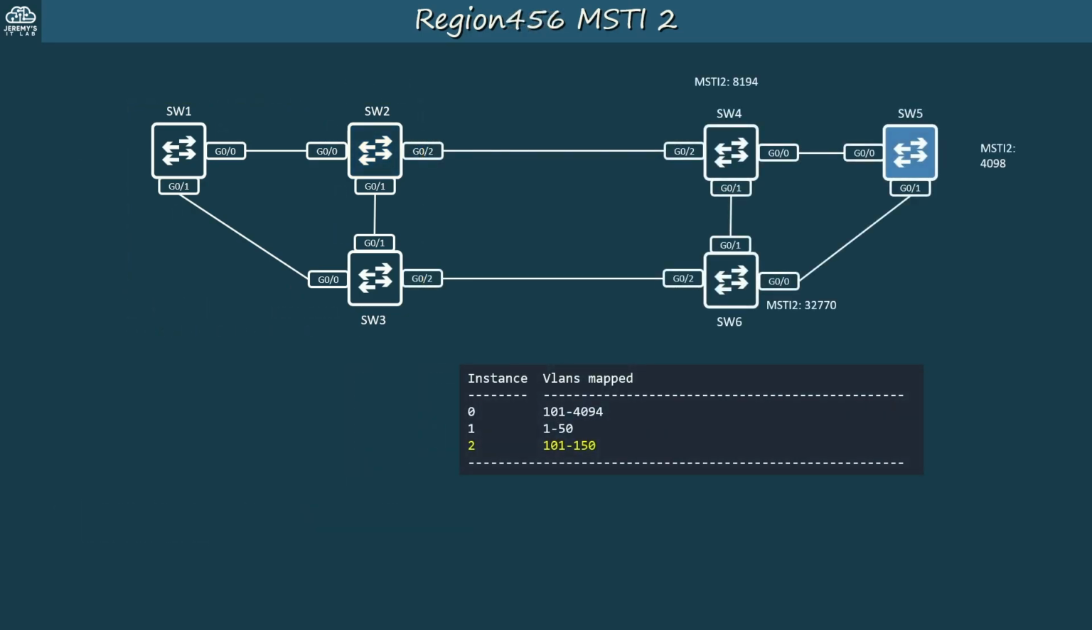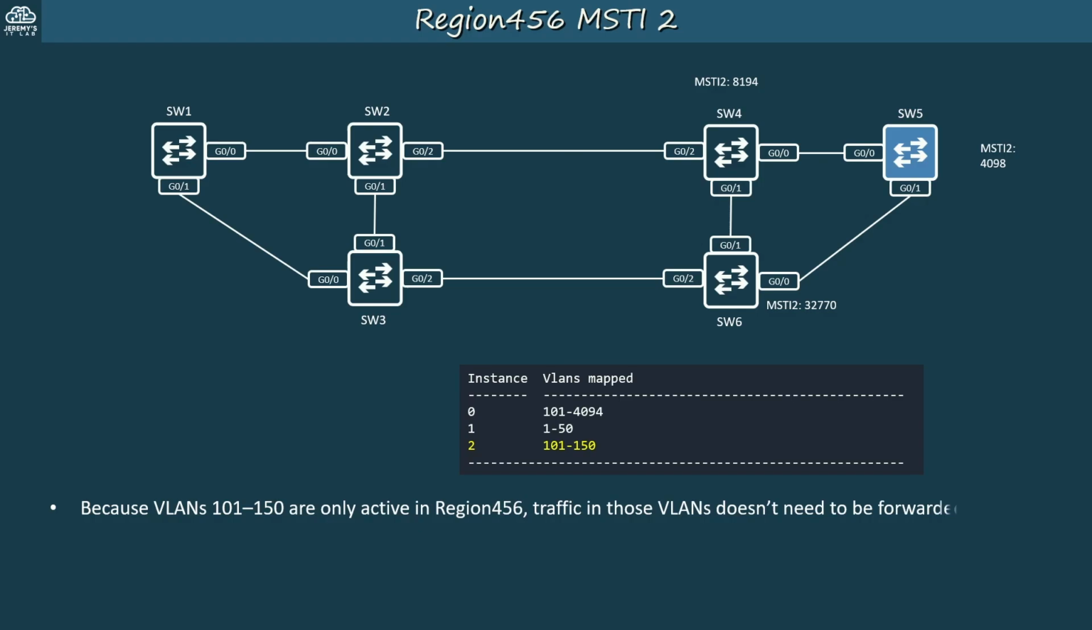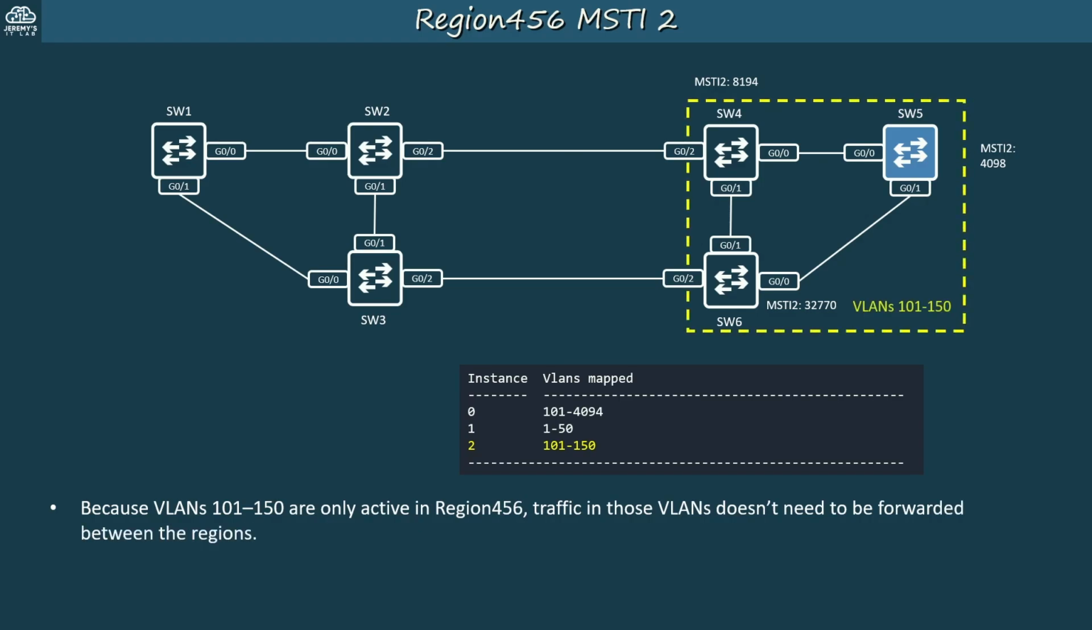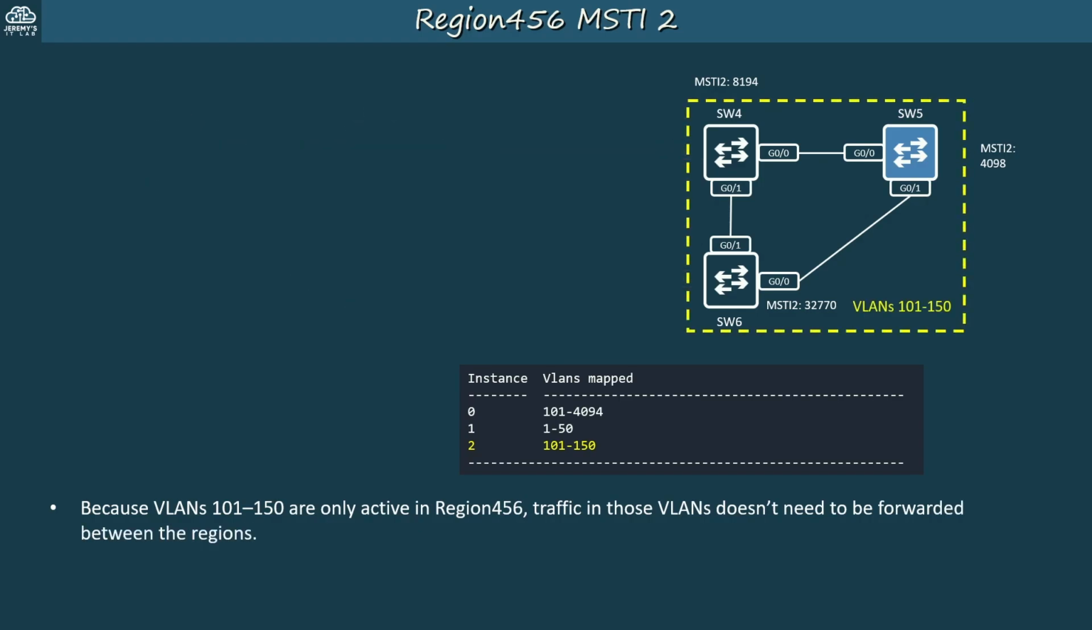And now MSTI 2 in Region 456, which is a similar situation. Because VLANs 101 to 150 are only active in this region, traffic in those VLANs doesn't need to be forwarded between the regions. So we can forget about switches 1, 2, and 3. And here are the port roles. Switch 5 is the root bridge because it has the lowest priority of the three. Switch 4 and switch 6 each have one root port leading toward switch 5.